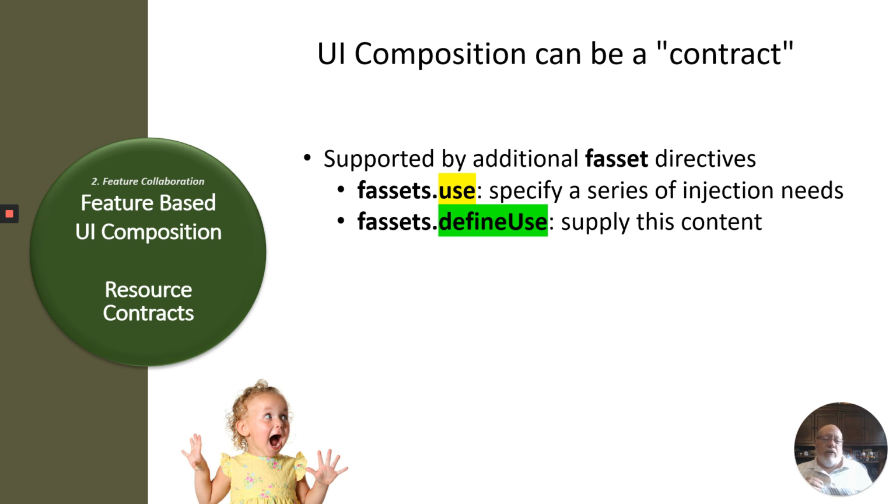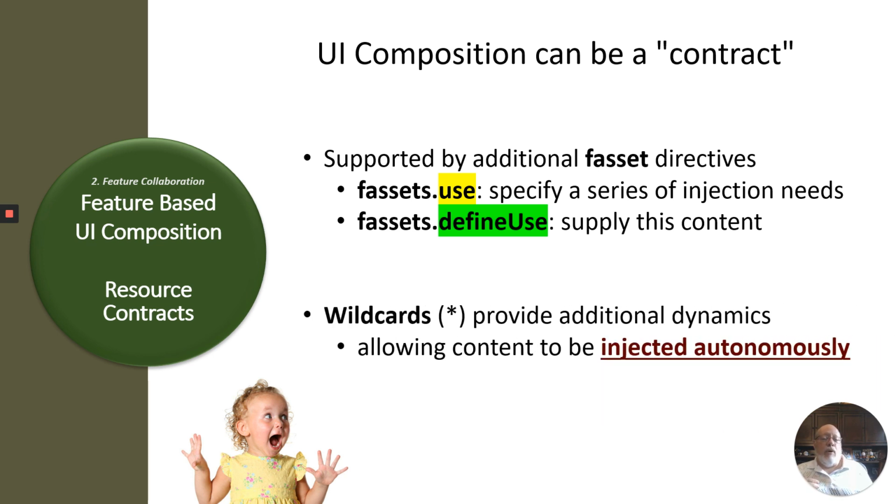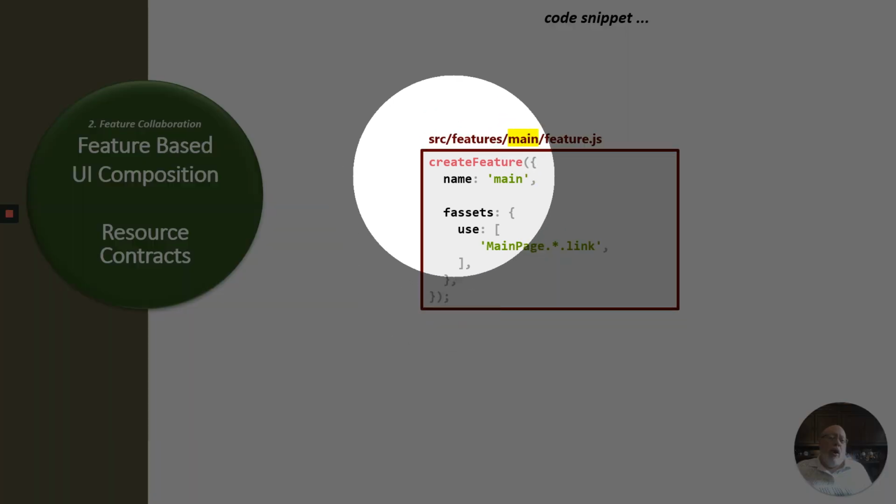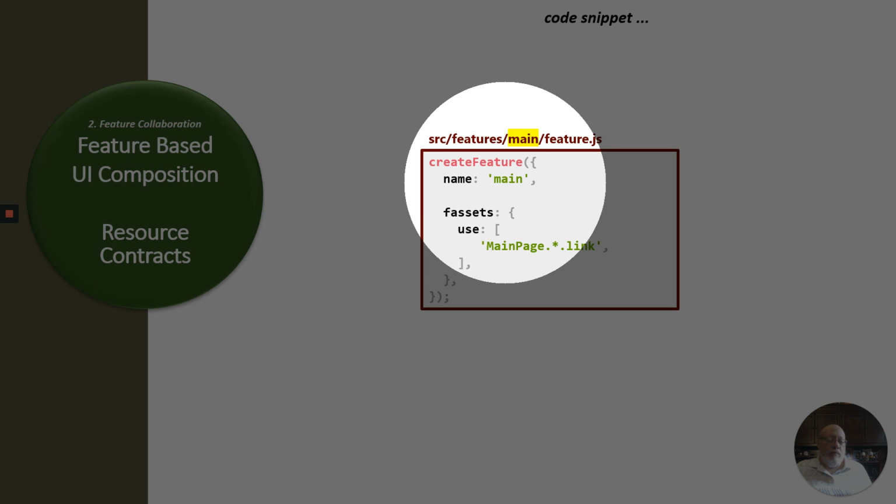Now, also, these contracts can be represented with wildcards. And as we will see, this provides additional dynamics that allows the content to actually be injected autonomously. And this is a key factor of the dynamics of plug and play. Well, I think these items will make more sense with some code snippets. So let's look at that. Here we are in the main feature.